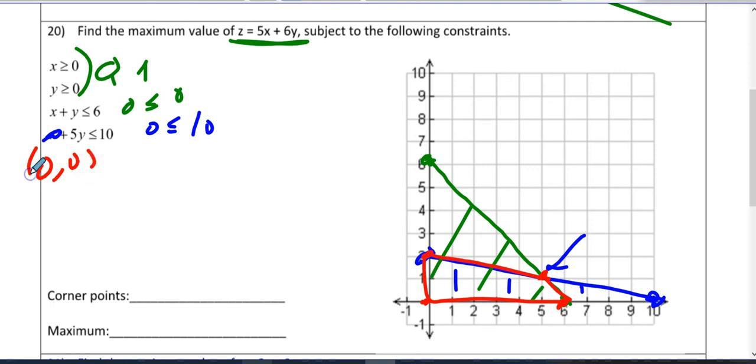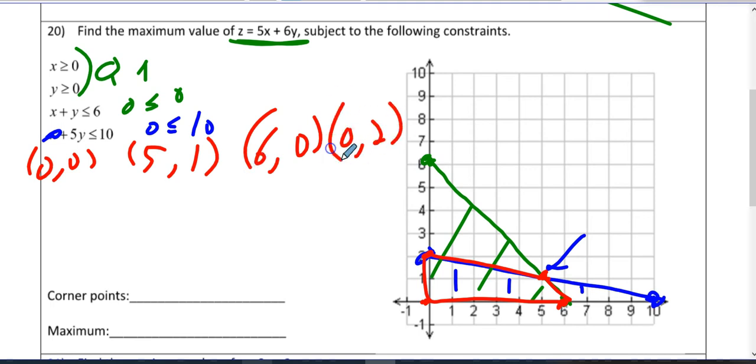Gives me 0, 0, 1, 6, 0, 0, 2. So plug in 0, 0, that's obviously going to be 0. 5 times 5 is 25. 30. 0 makes the y disappear. 0 makes the x disappear, so that gives me 12. Maximum is right here.